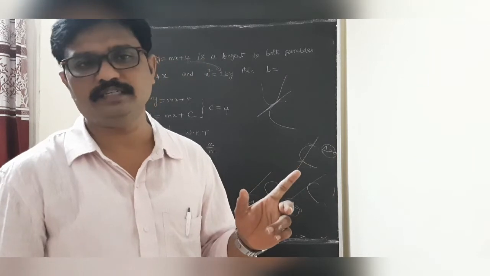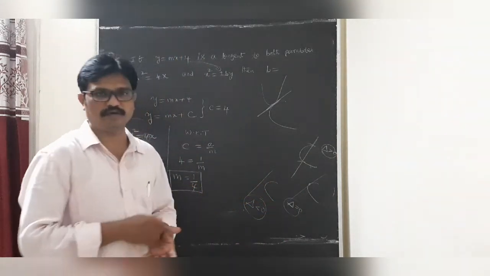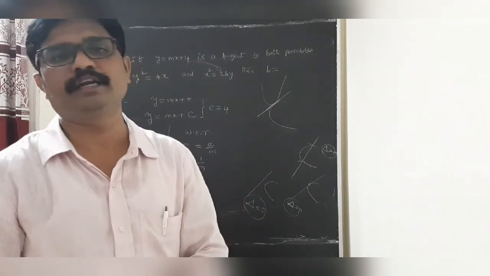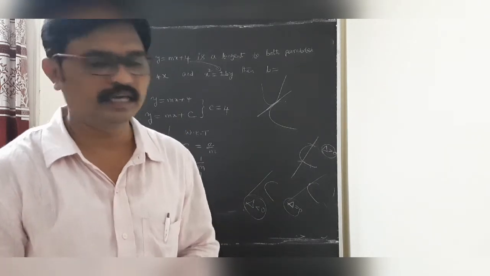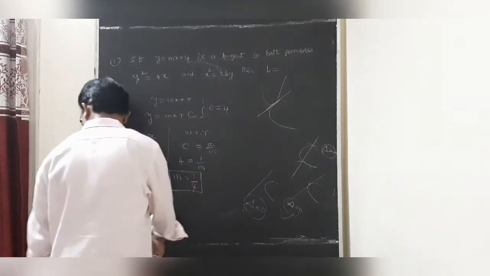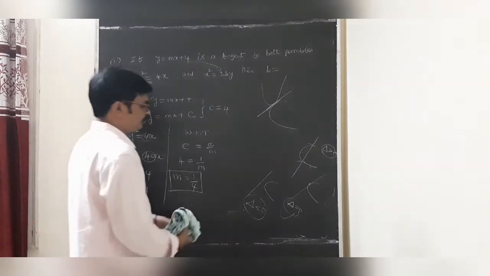Is it clear, students? Just take either x or y on the left hand side, then substitute into the conic, and you get a quadratic equation in x or y. When it is a tangent, undoubtedly the discriminant will be 0. Now students, what we observed here is that m is 1 by 4.